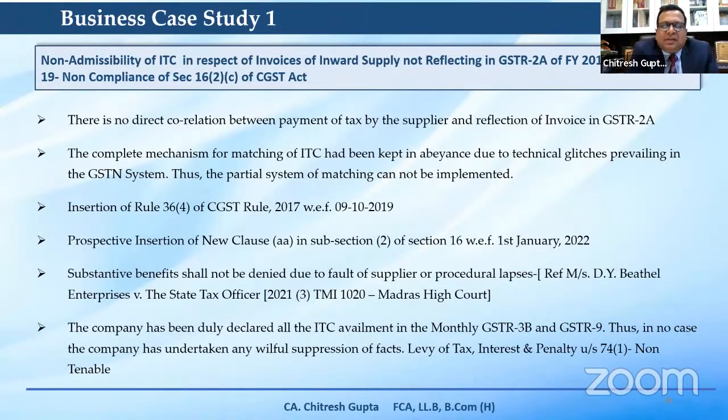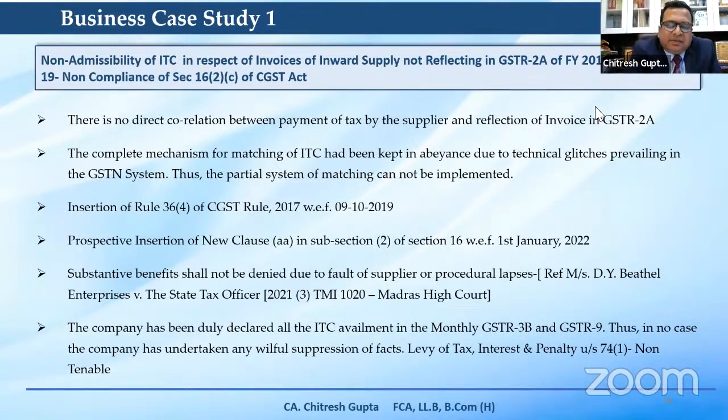So again, in these kinds of notices, the allegation of suppression was also made, and there can be one ground which we can take, that the company has duly declared all the ITC availment in the monthly GSTR 3B and GSTR 9.